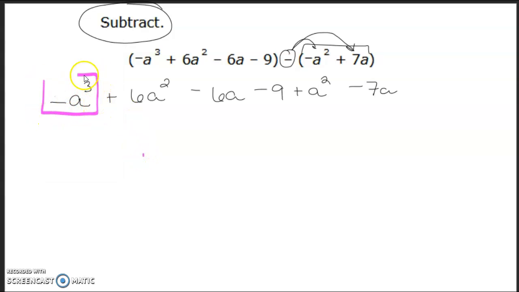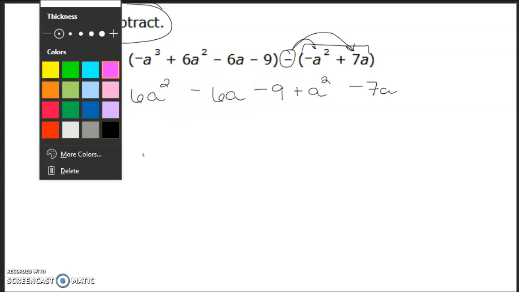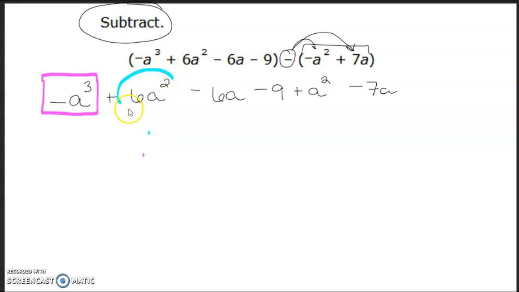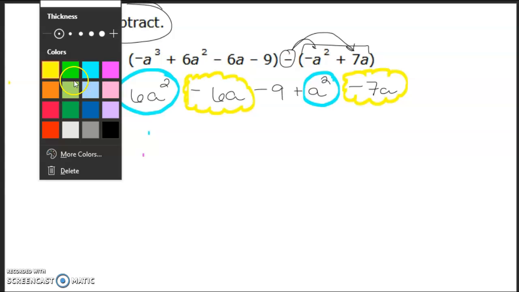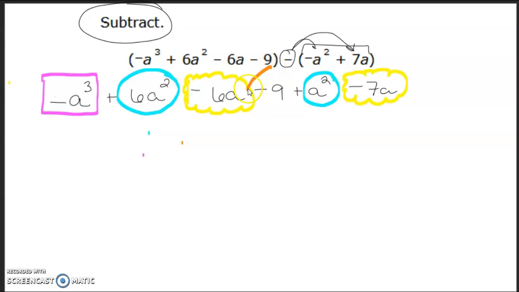So we have -a to the third. Go down the line. I don't see any more a to the thirds. Let's do a to the seconds. Here's another a to the second. Let's just do just a's. Here is one that's just a. And then our last one, I don't know what color I haven't done. Just do orange. Then we have this -9. He's just by himself.